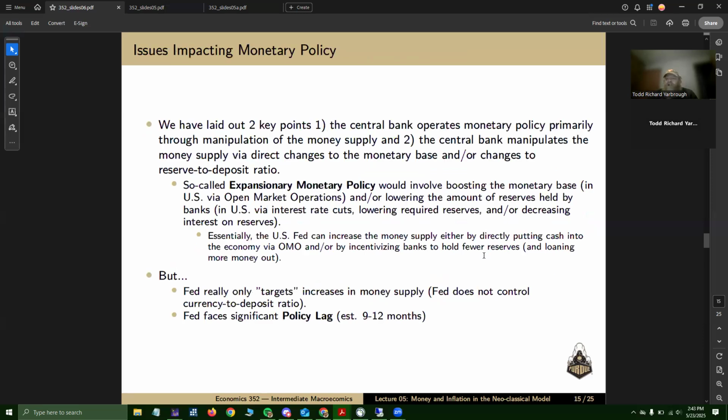All right. So, issues that are impacting monetary policy, as I just mentioned: the central bank is going to manipulate monetary policy primarily through the money supply. And the second thing is that the central bank manipulates the money supply via changes to the monetary base. As we mentioned before, the central bank does have the ability to also manipulate the reserve to deposit ratio via reserve requirements. But for the most part, certainly with respect to the Federal Reserve, it's mostly about that monetary base idea.